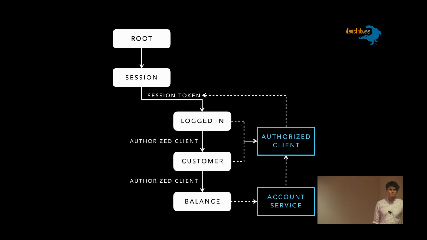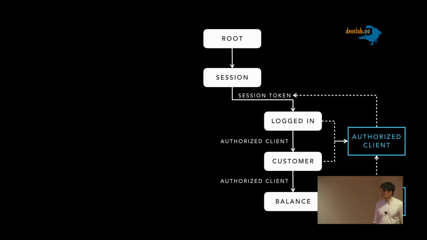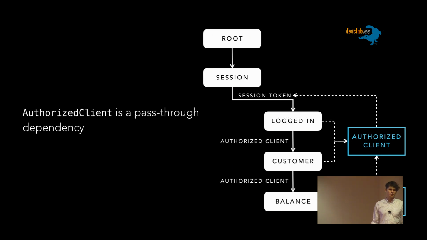There is nothing immediately wrong with that. We kind of have a problem here. Authorized client became a pass-through dependency. But we don't want that. This is not a good idea. Because in this case, the tree is really simple, quite trivial. We have only one node in between.